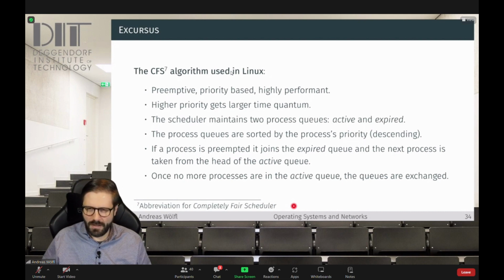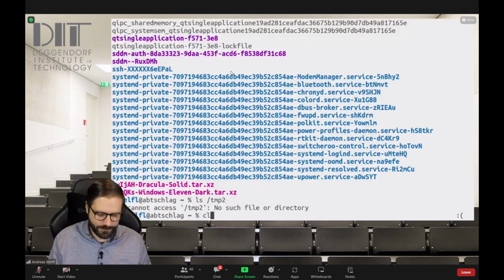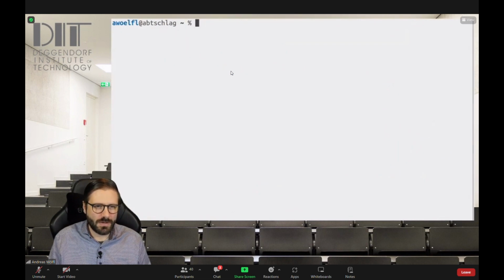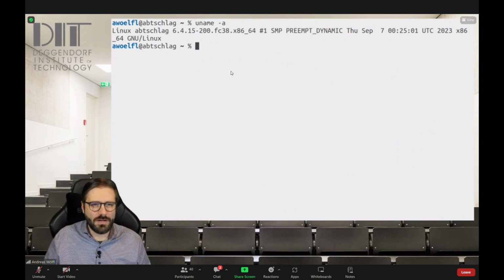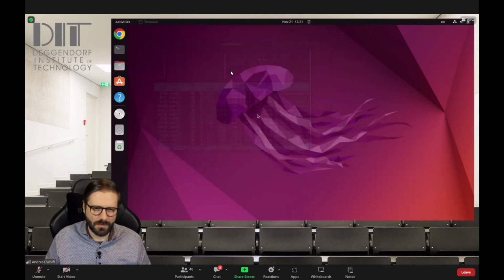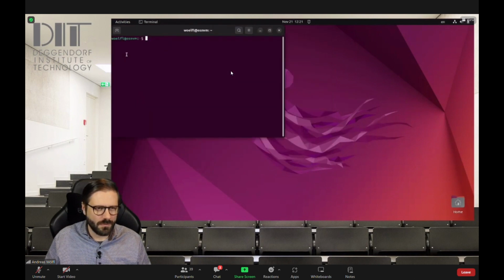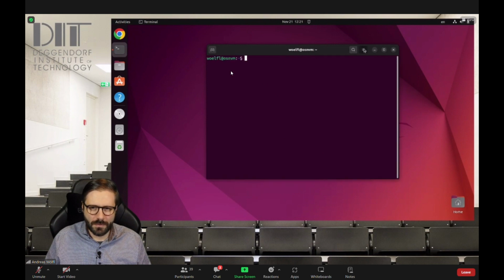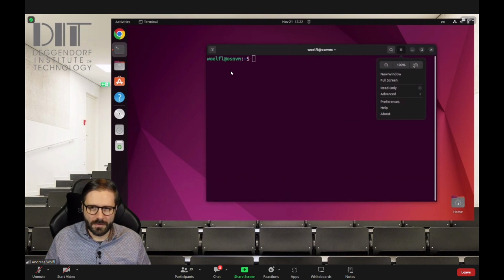As I said in the beginning, there's a lot of research going on in scheduling algorithms in Linux. The scheduler is changed starting from kernel 6.6. Right now, I'm running kernel 6.4, and in the shell, what kernel do we have there? Let's close this terminal and create a new one, a little bigger.